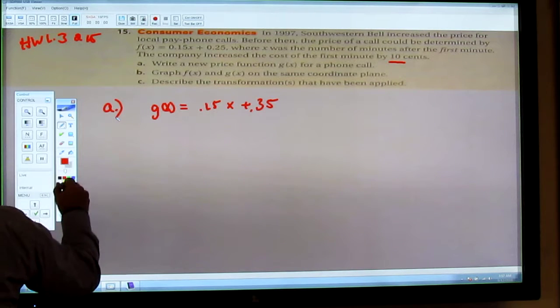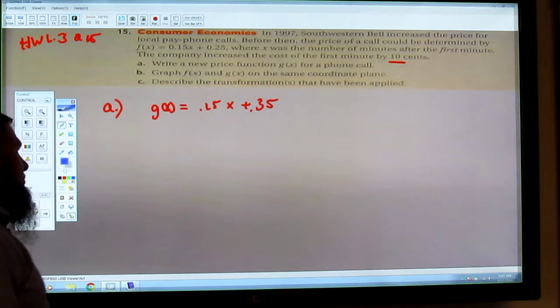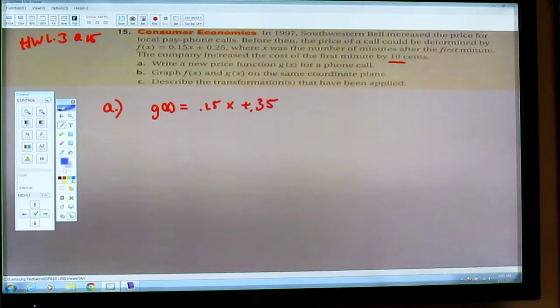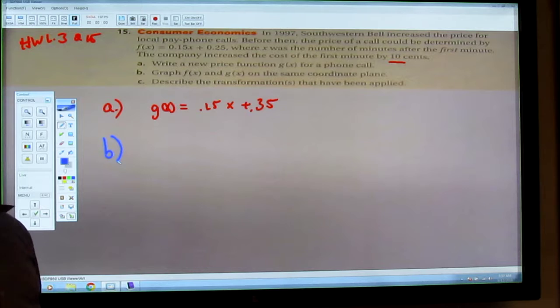So now, B, graph f of x and g of x. Graph f of x and g of x. Well, that's a nasty graph. That's not fun, but it's not hard. I just have to change the scales a little bit, and then it's not that bad.